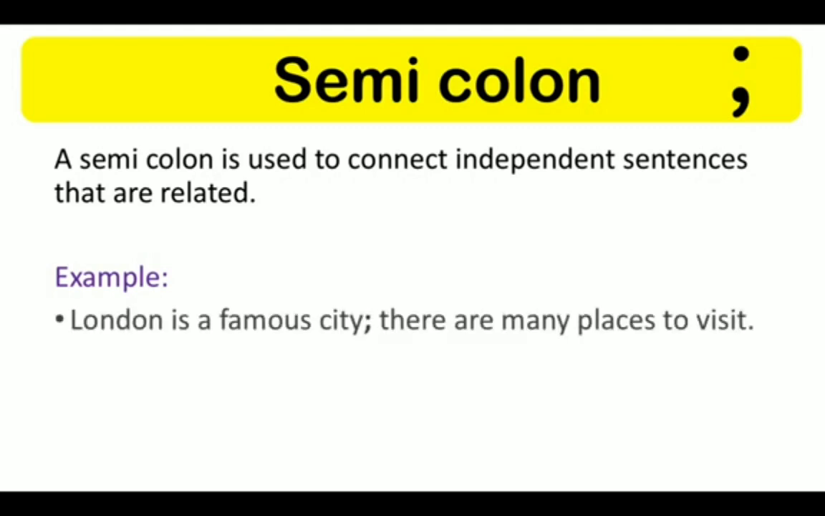For example: London is a famous city; there are many places to visit. Normally, when joining two sentences together, we use a conjunction. However, this is not necessary if we have a semicolon.